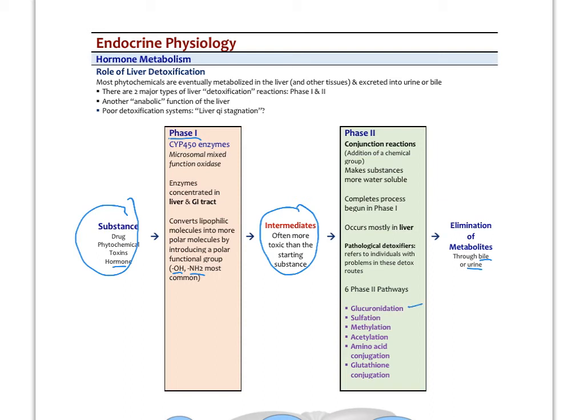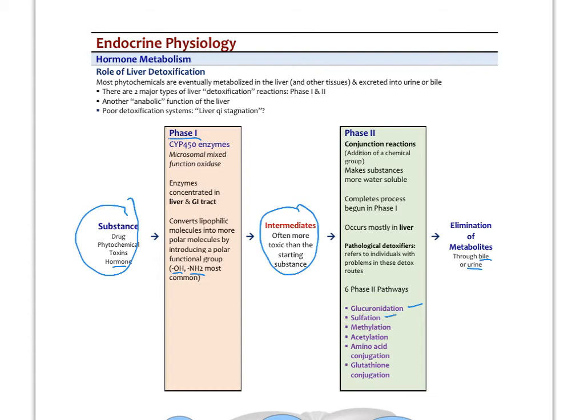So glucuronidation is sticking on glucuronic acid, which is a sugar. That's, for example, when you hear about bilirubin. Unconjugated bilirubin is the bilirubin that comes out of the spleen after your hemoglobin, your heme, breaks down. It makes it into bilirubin. That's carried by albumin, primarily to the liver. And then the liver conjugates it with glucuronic acid, so we get conjugated bilirubin. But many hormones are also detoxed that way.